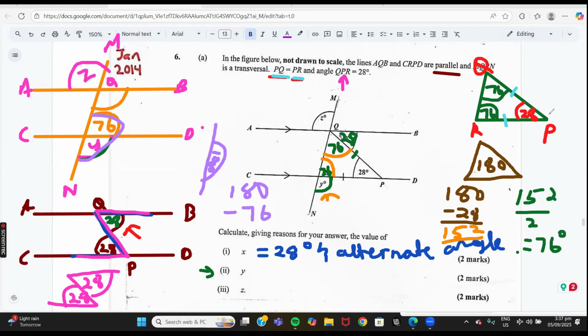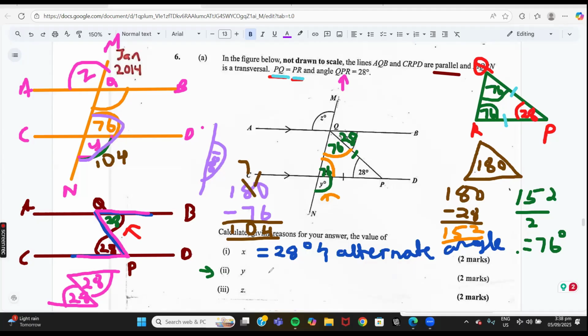Good attempt though. I hope you're understanding why the answer is going to be, from here, 10 take away 6 is 4, 7 take away 7 is 0, and we have 1. So this will be 104. 180 take away 76, because these two angles must give us 180.